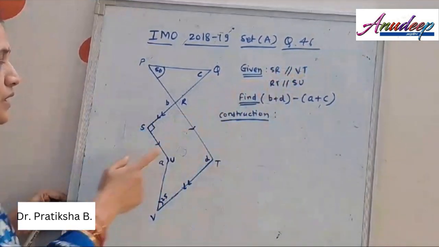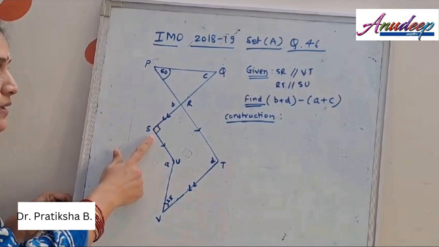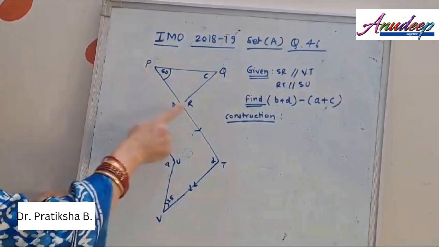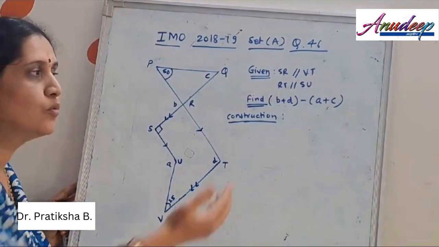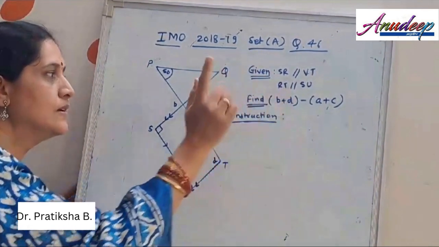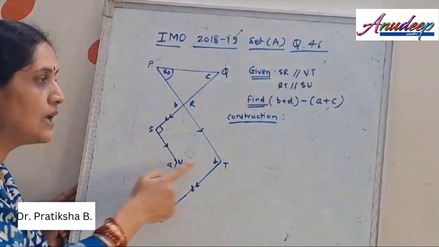SR is parallel to VT. RT is parallel to SC. Angle S is 90 degrees. Angle QPR is 50 and angle UVT is 20. We need to find the value of B plus D. So we need to figure out B, C, A and D.